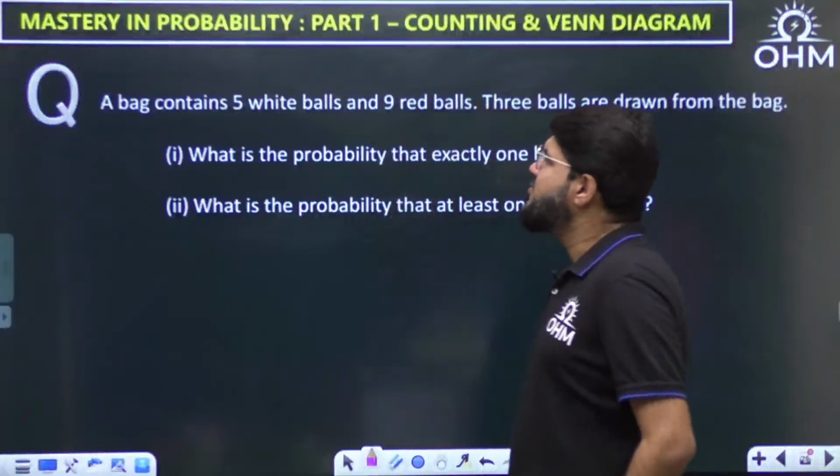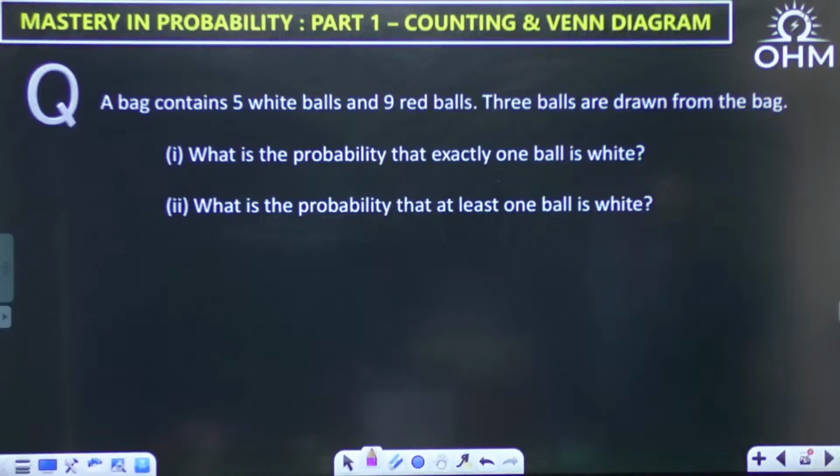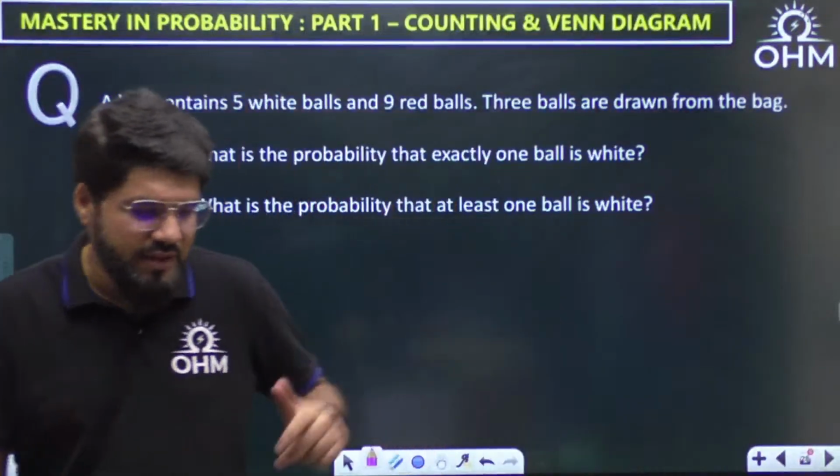A bag contains 5 white and 9 red balls. 3 balls are drawn from the bag. What is the probability that exactly 1 ball is white? What is the probability that at least 1 ball is white? So again, that language, exactly 1 or at least 1, that we have seen in the beginning questions.